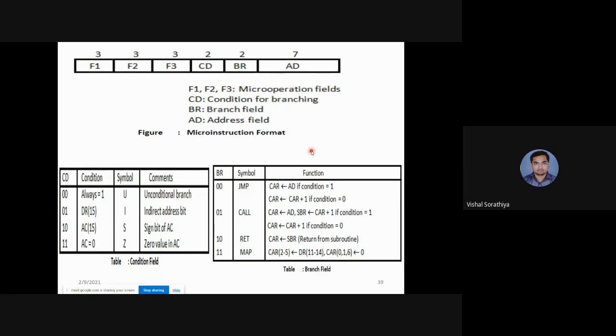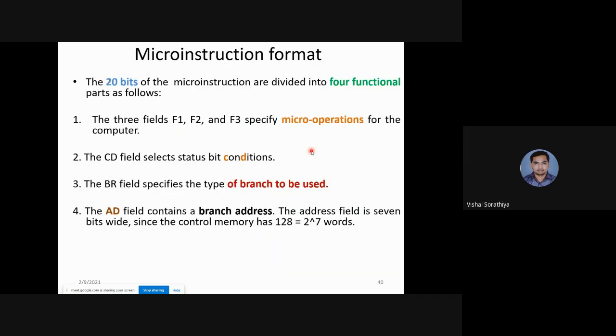So in general, when I say the micro instruction format, it depends on which micro operation field you are executing now. Whether you are using a condition, whether you are using a branch, whether you are just doing an unconditional branch, direct address bits, whether you are using an address field or not, depending upon that, the overall micro instruction format is going to be decided.